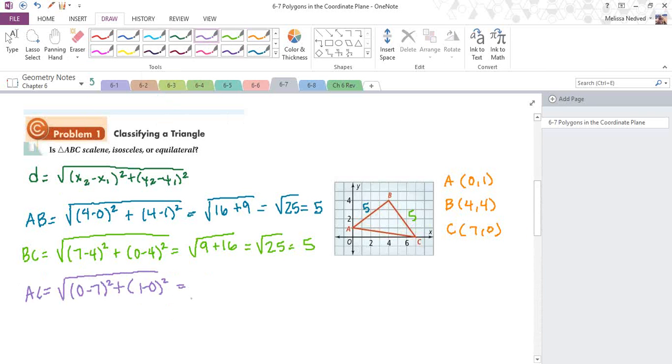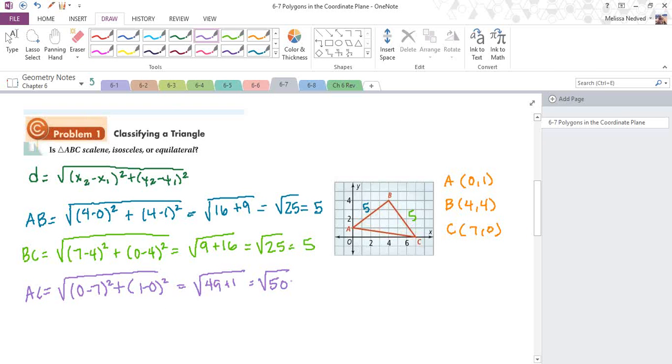0 minus 7 is negative 7, but negative 7 squared is a positive 49. Any negative number times a negative number is positive. So negative 7 times negative 7 is positive 49. 1 minus 0 is 1. 1 squared is 1. So underneath my radical, I've got the square root of 49 plus 1. 49 plus 1 is 50.